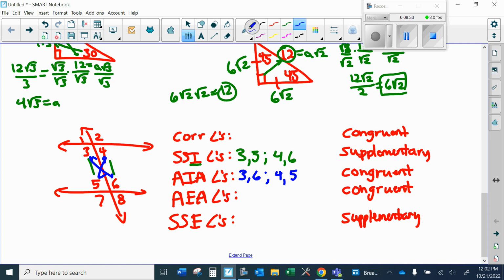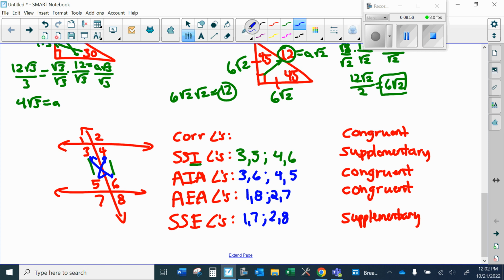Alternate exterior. Again, that means diagonal, but they have to be the exterior angle. So 1, 2, 7, and 8 are my only options. The diagonal ones are 1 and 8 and 2 and 7. And same side exterior. Obviously, I'm choosing from the exterior, and they have to be the same side of the transversal, 1 and 7 or 2 and 8. Okay, now what are their relationships?